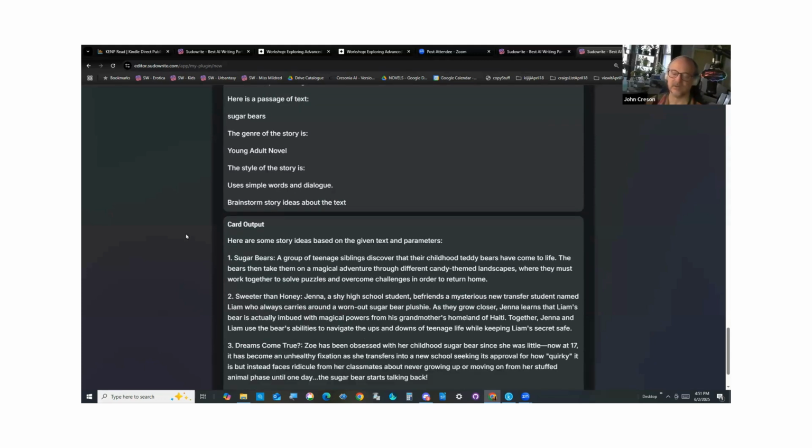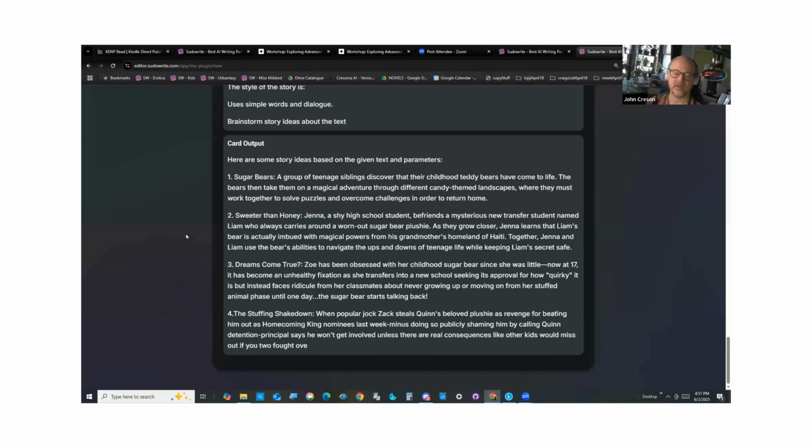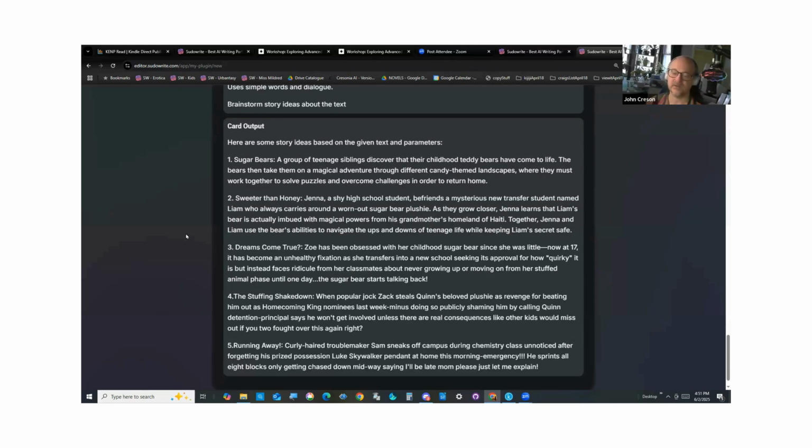Zoe is obsessed with the childhood sugar bear since she was little. Now at 17, it's become an unhealthy fixation as she transfers to a new school seeking approval for how quirky it is, but instead faces ridicule from her classmates about never growing up or moving on from her stuffed animal phase, until one day the sugar bear starts talking back.